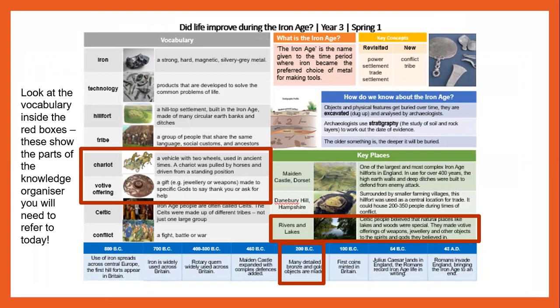A votive offering, which is a gift, for example, jewellery or weapons, made to specific gods to say thank you or ask for help. And key places that we're going to be looking at are rivers and lakes, because the Celtic people believed that natural places, such as lakes and woods, were special. They made votive offerings of weapons, jewellery and other objects to spirits and gods they believed in. And if you now look at the timeline, you'll see that from around 200 BC, many detailed bronze and gold objects were made.